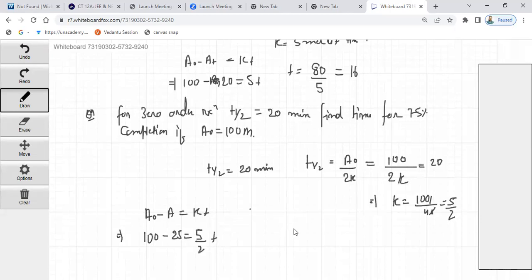This is the time value. It is 75 into 2 divided by 5. 30 minutes is the answer. Yes, Lokia, your answer is correct. Rishi, your answer is correct.